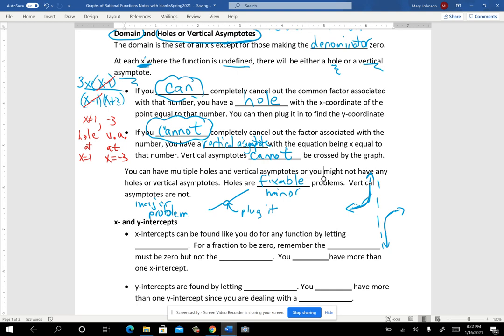So that's just a quick example showing you what I'm talking about. That original rational function right there would have simplified to be 3x over x plus 3. So you could get rid of the hole in a way. It's like you're just plugging it. But the x plus 3 you're stuck with, so you're going to have a vertical asymptote there.